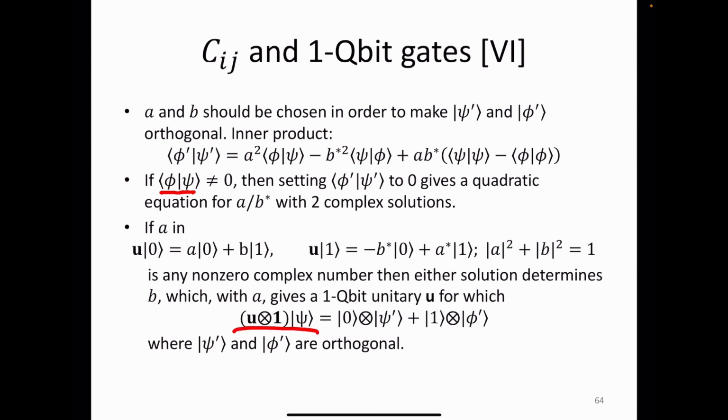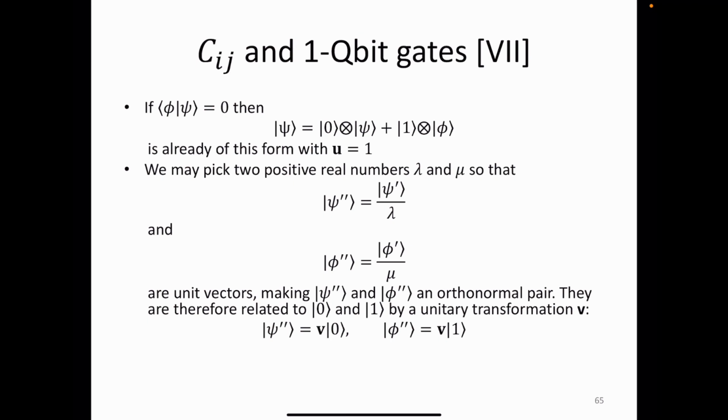So we take our initial transformation U tensor product with the identity applied on psi. So if we make sure of what we just said before, then psi prime and phi prime are orthogonal. If the inner product of phi and psi equals 0, then psi is given by 0 times psi and 1 times phi, and is already of this form with U equals 1.